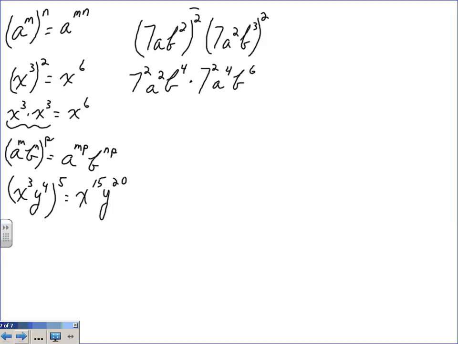So now let's multiply together. What is 7 squared times 7 squared? 7 to the 4th. Perfect. What about a squared and a to the 4th? A to the 6th. Very good. And what about b to the 4th and b to the 6th? B to the 10th. Very good.